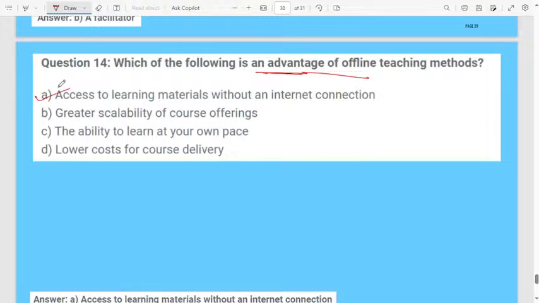Access to learning material without an internet connection. Offline means with the help of a blackboard. Otherwise, in a classroom, whatever we teach, that is offline teaching only. Learning material will be there, but it is like a book. It will be in the form of a book. Here no need for an internet connection, no need for a laptop, no need for a mobile. Therefore, in offline teaching we don't need an internet connection to access learning material.